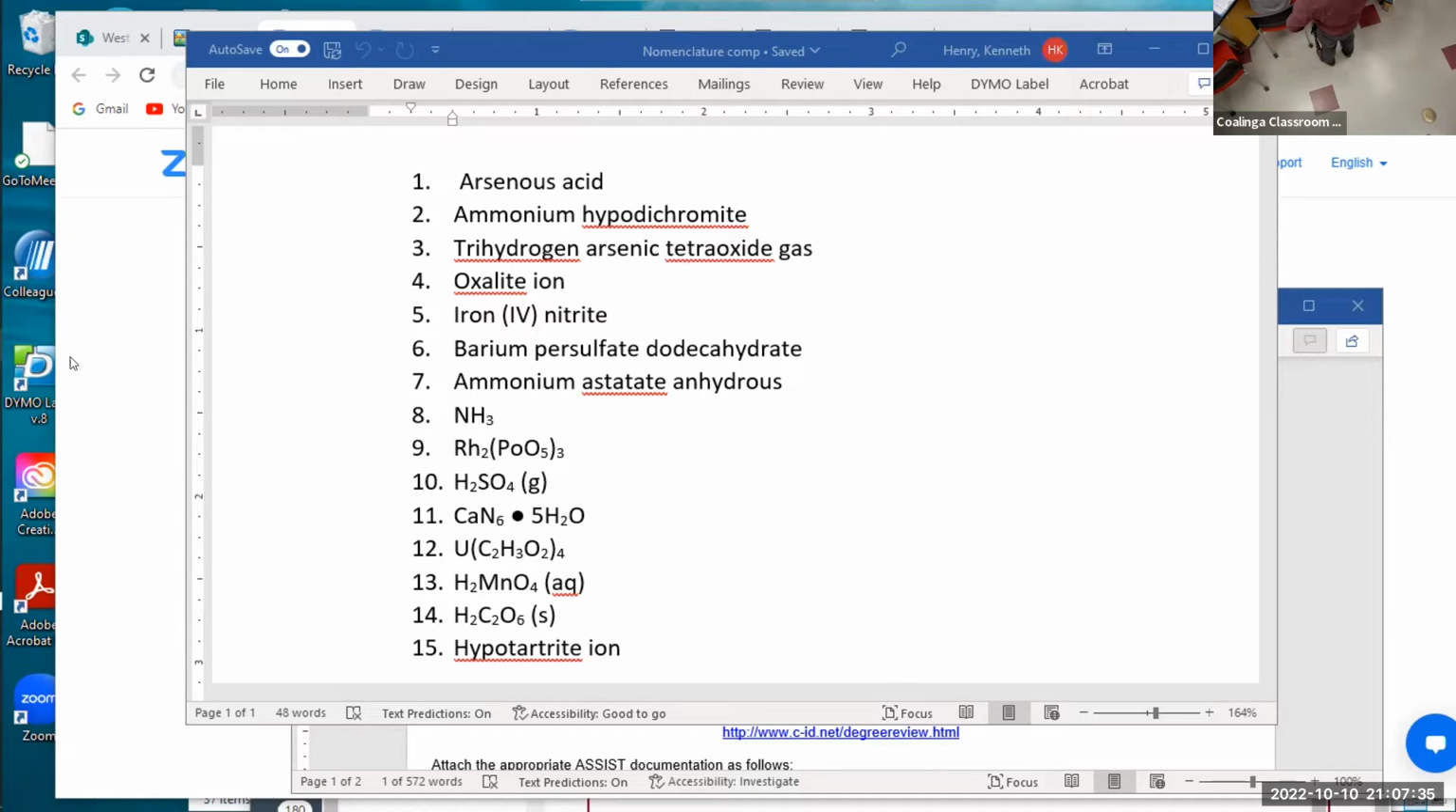For 11, it would be calcium, then 6. Next, no? Nope, because what metal is it? What group is it in? Oh, it's in group 2. Group 2 metals are always positive 2. But you are right that there is something wrong with your number 11.